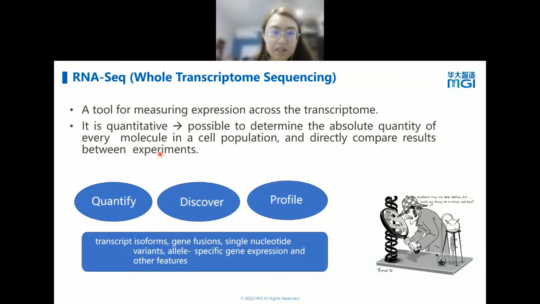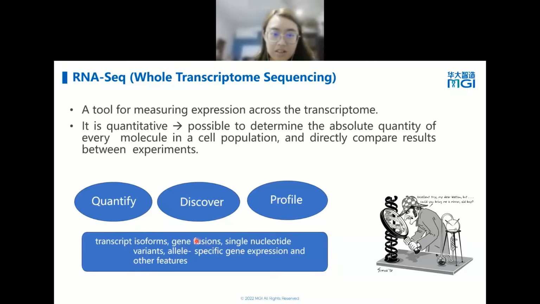A common setup for this kind of experiment would be a treated sample and a non-treated sample, or maybe a disease sample versus a non-disease sample. So we can compare the gene expression between these two groups, and then we can infer some biological results from it. When we talk about RNA-seq, these are the three key words that we normally hear: first is quantify, second is discover, and third is profile.